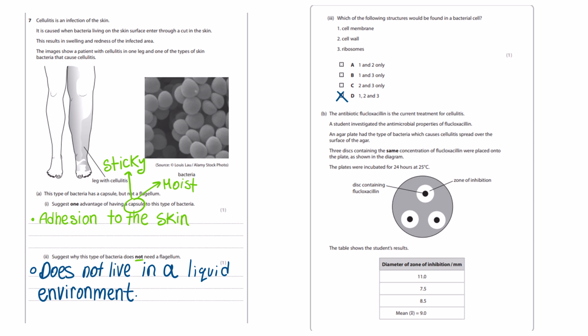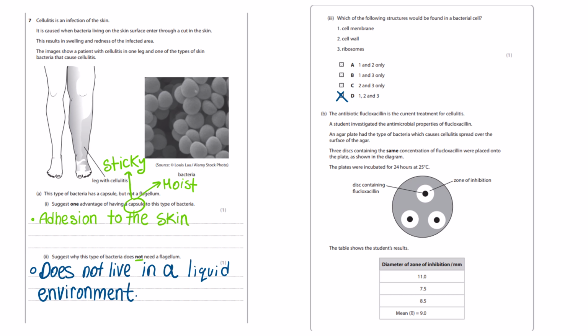The antibiotic flucloxacillin is the current treatment for cellulitis. A student investigated the antimicrobial properties of said antibiotic. Let's call it antibiotic F. An agar plate had the type of bacteria which causes cellulitis spread over the surface of the agar. 3 discs containing the same concentration of antibiotic F were placed onto the plate as shown in the diagram. The plates were incubated for 24 hours at 25 degrees Celsius.